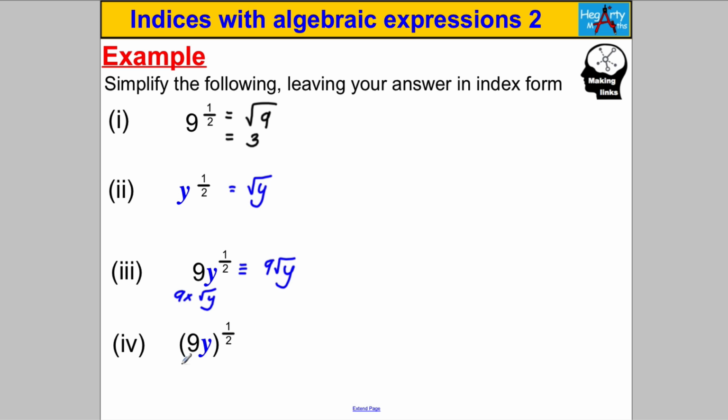Now the last one, the brackets around the 9y are telling you that it's the square root not just of the y, but of 9y. And by the rule of roots, we can break that up into root 9 root y. Root 9 is 3, so the answer is 3 root y.